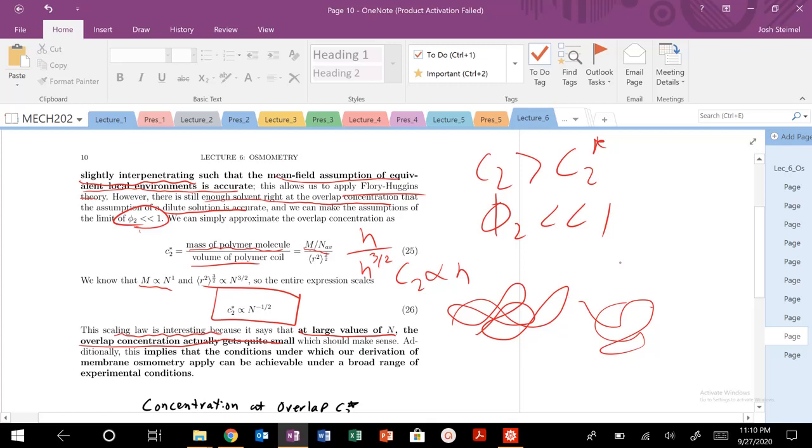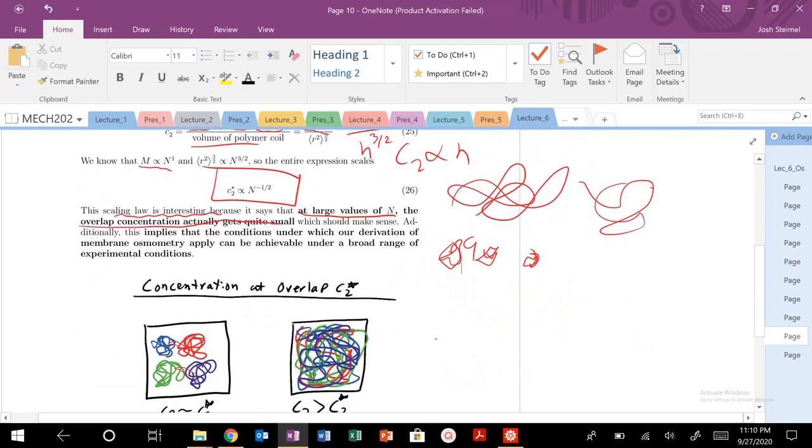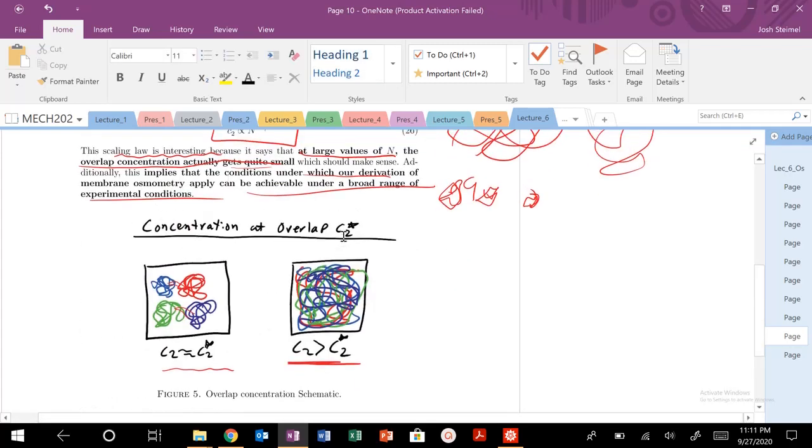If my n is very small, then this is saying that C2 star is going to explode, right? Because if my polymer is small, I need a lot of polymers in order to hit this overlap concentration. So this implies the conditions in our derivation can be achievable under a broad range of experimental conditions. That's the key thing here. The overlap concentration gets quite small, so we can hit these experimental conditions. We can be in the correct regime where our theory holds true. So that's the idea of overlap concentration.